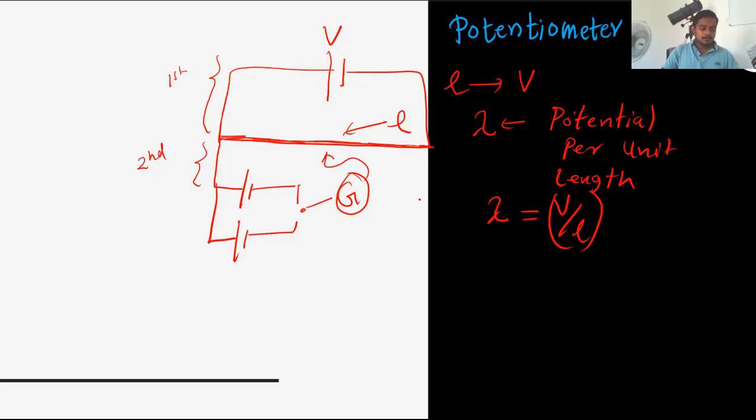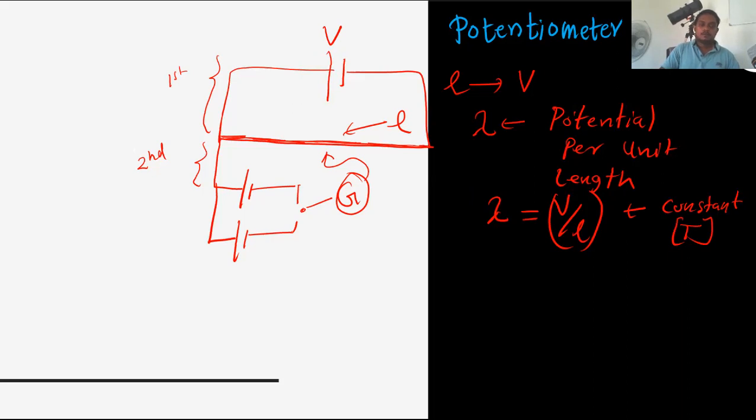Any doubts up to now? This is a constant for constant temperature and a particular material. Lambda is a constant.